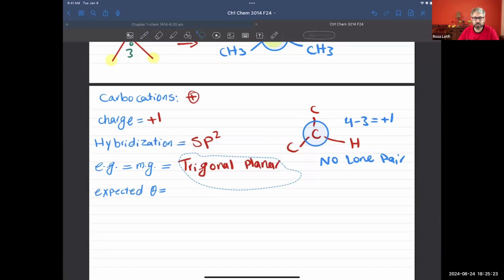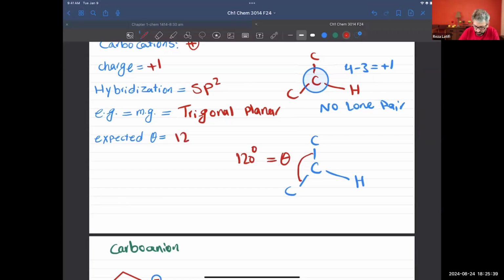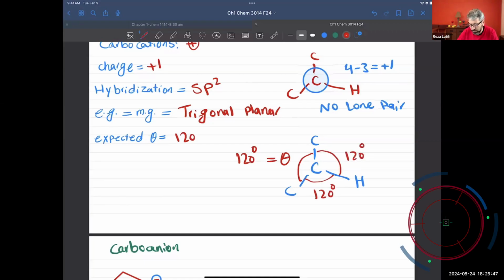And how about theta, the expected bond angle? We have a carbon attached to another carbon, here another carbon, and this one is hydrogen. What do I expect this theta to be? I expect it to be something around 120. So the bond angle will be 120. How about this one? That one is also expected to be 120. That one as well. So if I highlight this, what's going to be the bond angle? It will be 120.